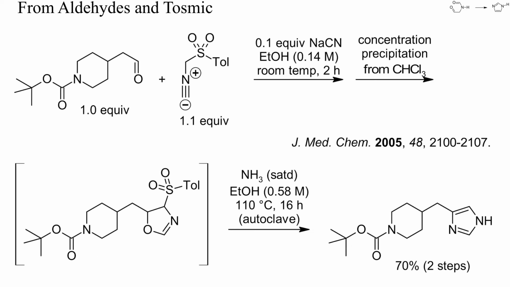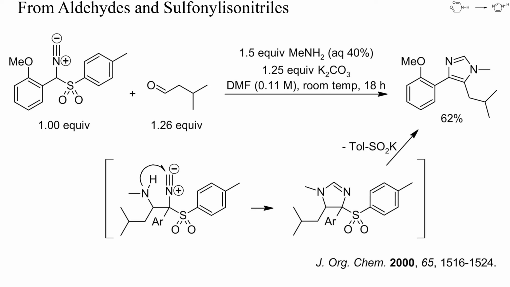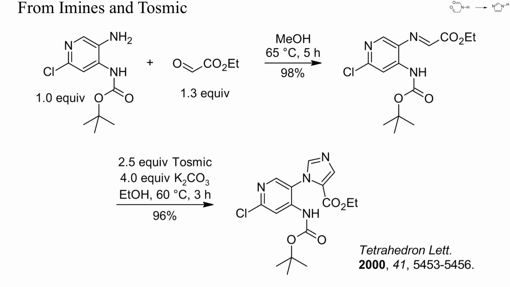This here is a typical example of the conversion of an aldehyde into an imidazole by reaction with TosMIC. The intermediate oxazoline was isolated and then heated with ammonia in an autoclave. Substituted analogues of TosMIC and alkylamines instead of ammonia can also be used, but the scope of these reactions is narrower. Instead of first preparing an oxazoline from TosMIC and an aldehyde, TosMIC can also react with imines.